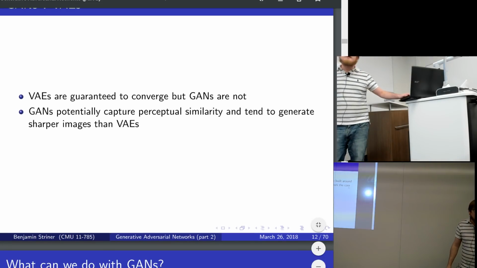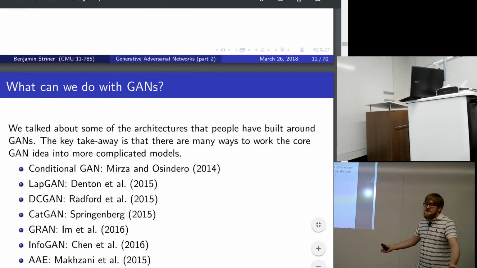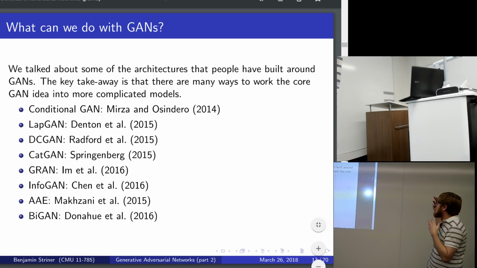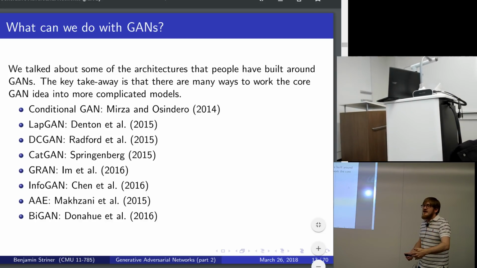Also last week, we talked about what we can do with GANs. So this is taking us up through what the core GAN framework is. And now we talked about what kinds of ways you can work that core framework into more complex models. So your core GAN is just generating your input data. So you give it a bunch of images, it gives you out a bunch of images.